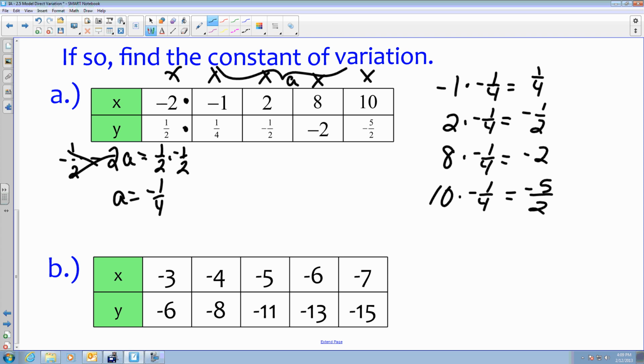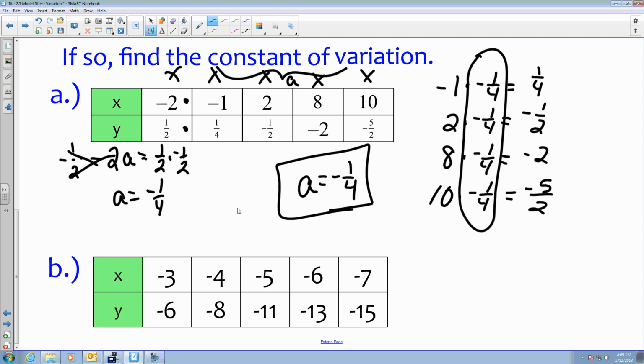So as long as it holds true in every single one of them, I can say with full confidence that it is a direct variation, and the constant of variation is that value you multiplied it by. So my a here would equal a negative 1/4.